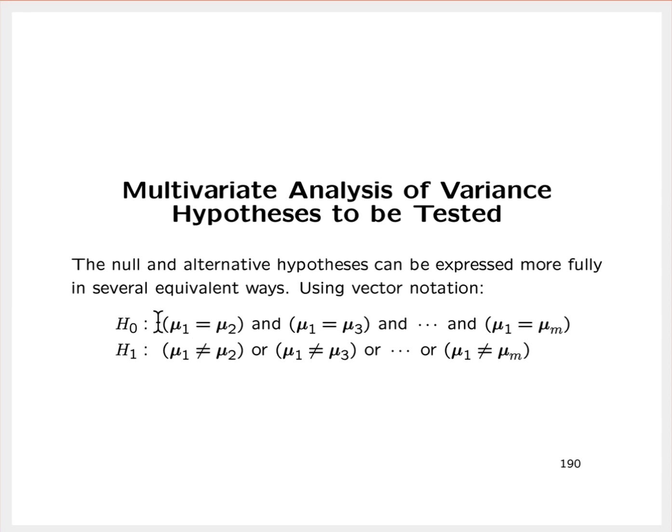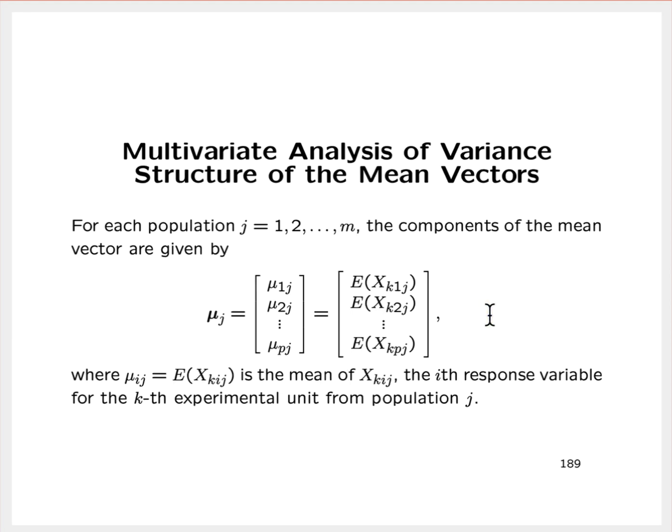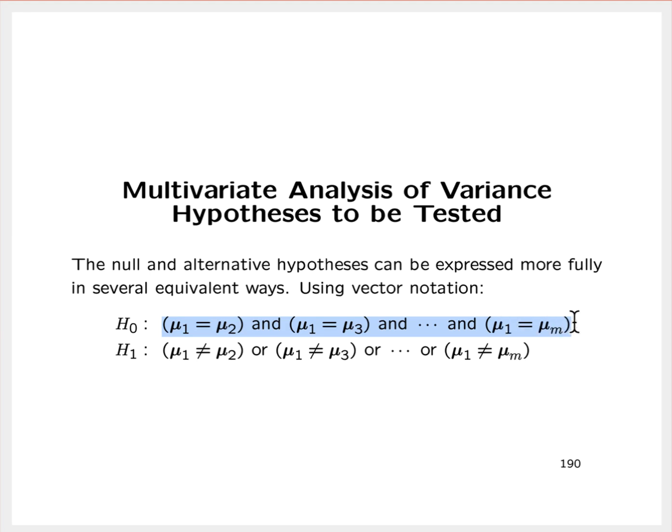And so that null hypothesis is equivalent to this statement, mean vector mu sub 1 equal to mu sub 2, and mu1 is equal to mu sub 3, and so forth out to the last equality, mu1 equal to mu sub m. So the null hypothesis 2 slides back, right here, is true if and only if this null hypothesis is true. Therefore, they are logically equivalent.